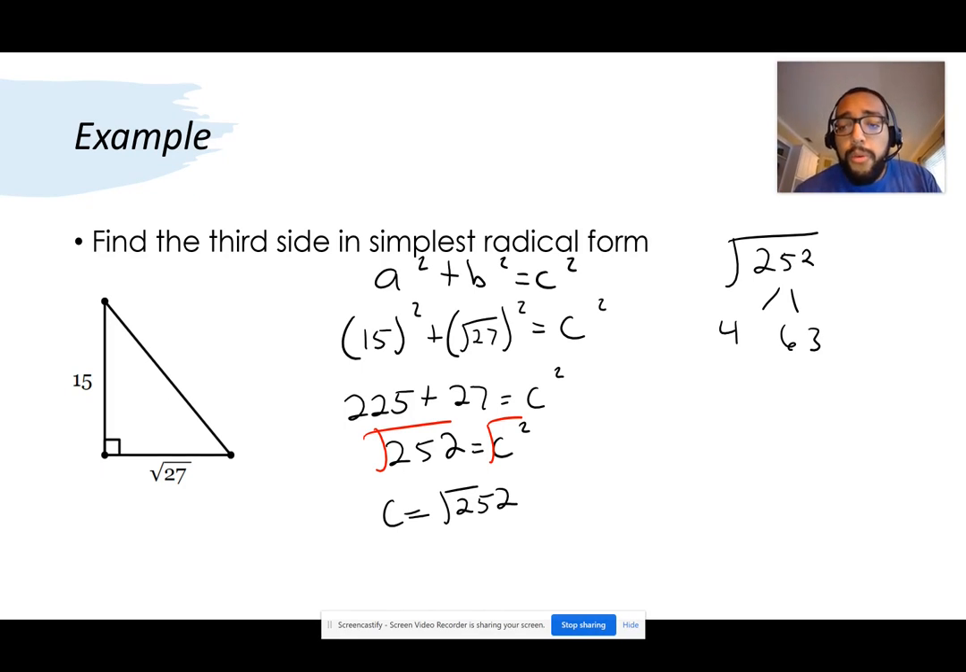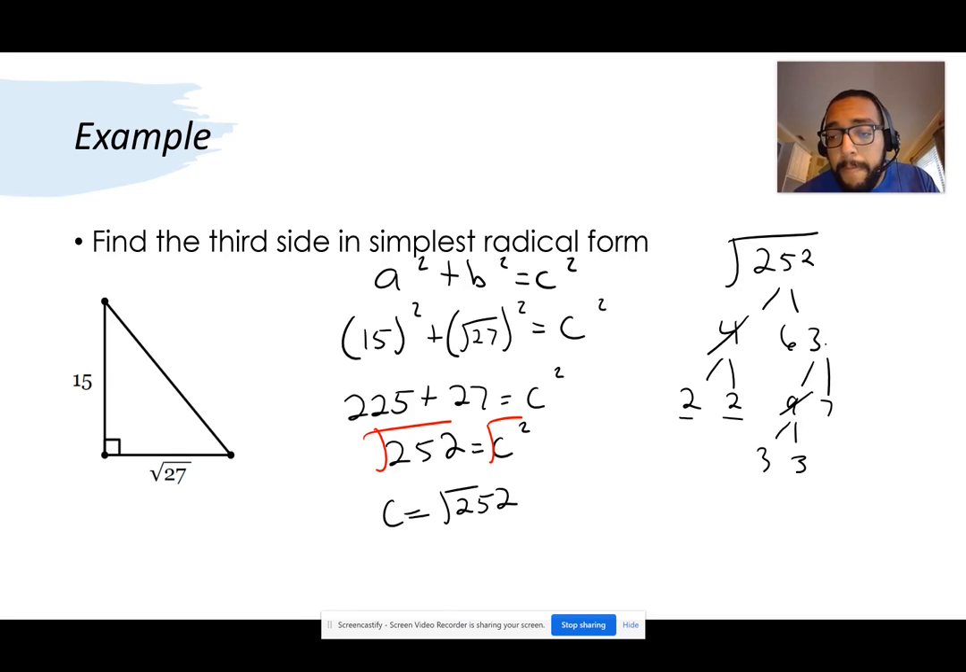So for 4, we can say 2 and 2. For 63, think about your multiples of 9. So 9 and 7. 2, we're done. 2 is done with. We're good there. 9, that can be broken up as 3 and 3. And then 7, we're done there as well.